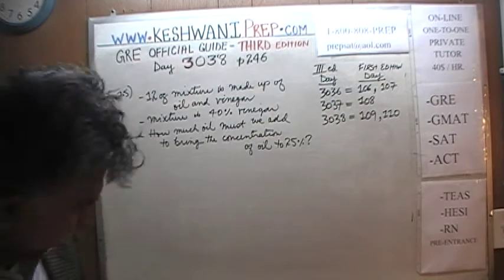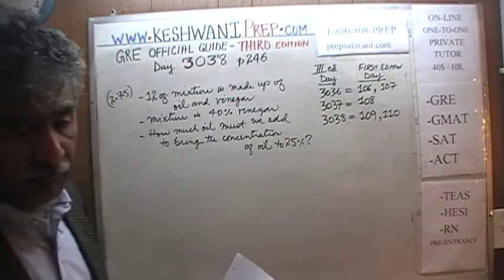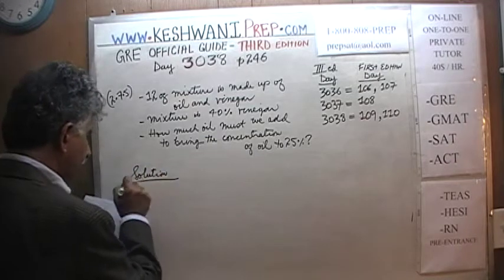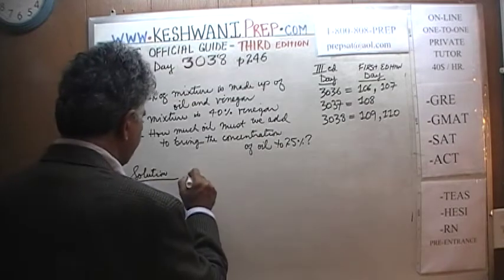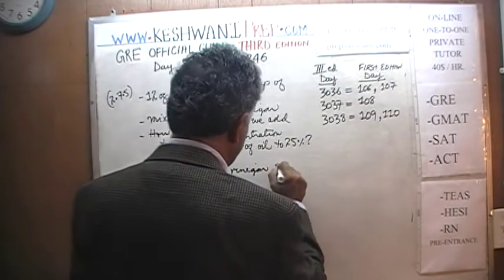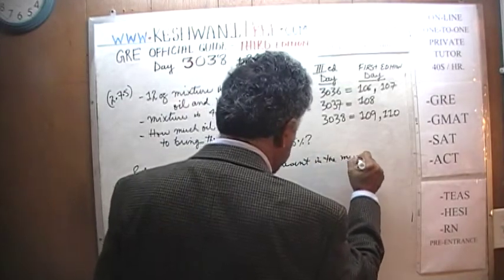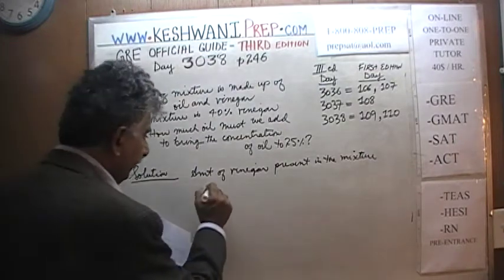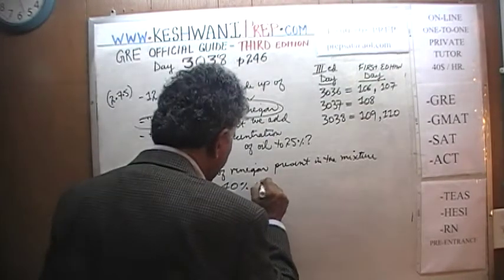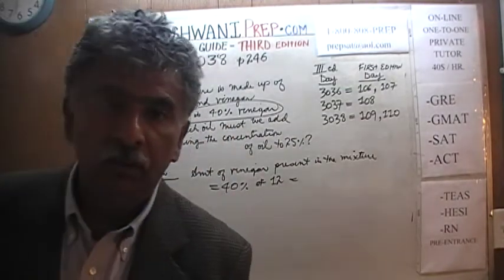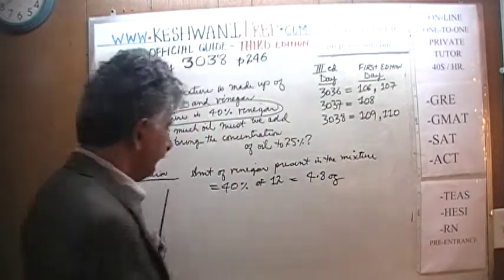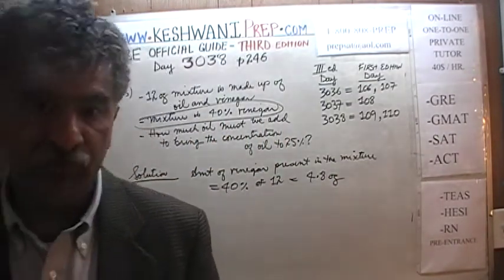Let's see what we can do. The first thing we need to figure out is how much vinegar we have to start out with. Here is the solution. The amount of vinegar present in the mixture is what we need to know first, and we are told it is 40% of the mixture, so it's 40% of 12. 4 times 12 is 48, so it's 4.8 ounces of vinegar.